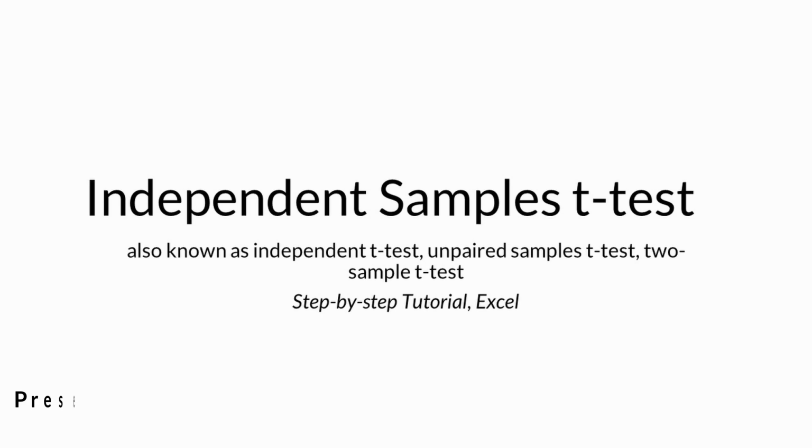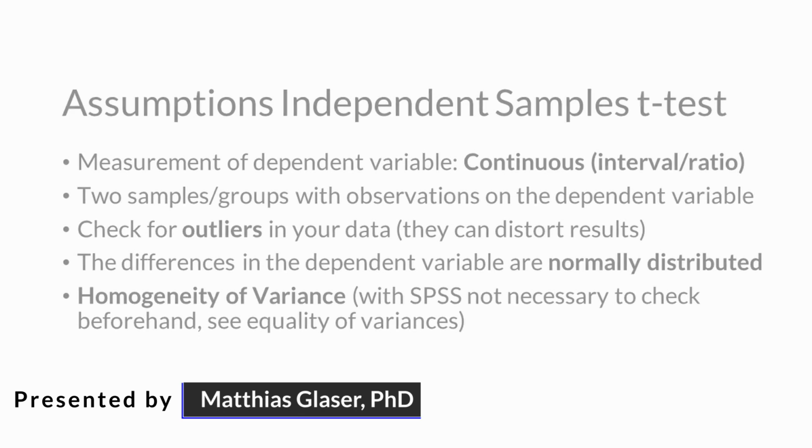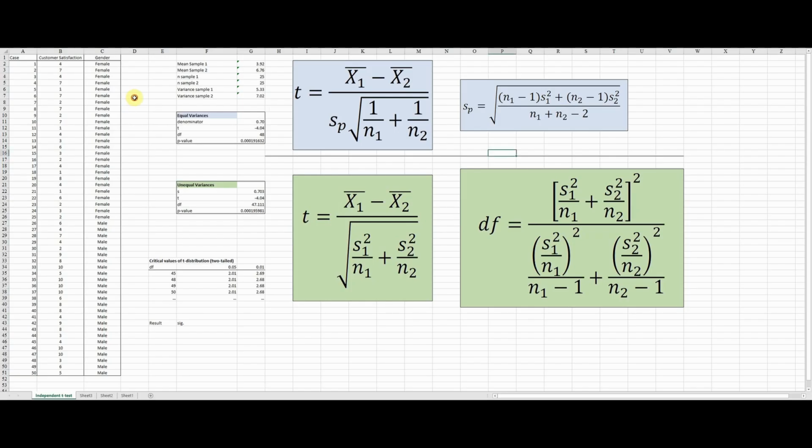Welcome to this tutorial where I'm going to show you how to calculate the t-value of an independent samples t-test and check for its significance. Now, in this example, our variable of interest is customer satisfaction. The grouping variable is gender. So we have female and male. So we want to know if there are any significant differences in terms of customer satisfaction between the two genders.